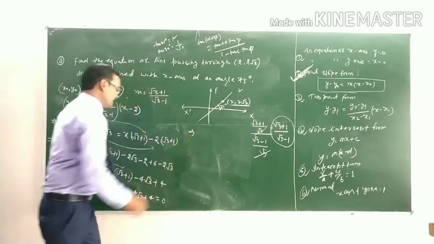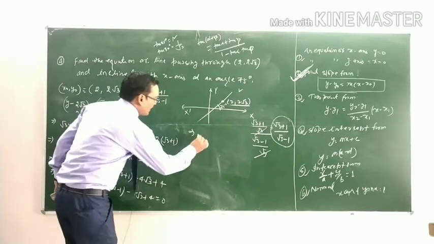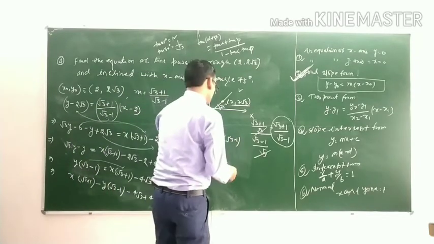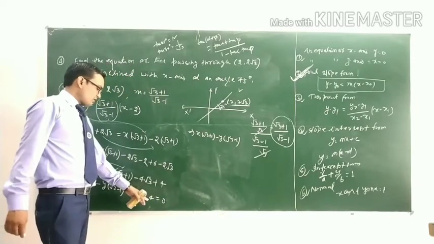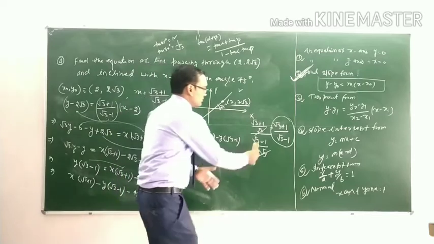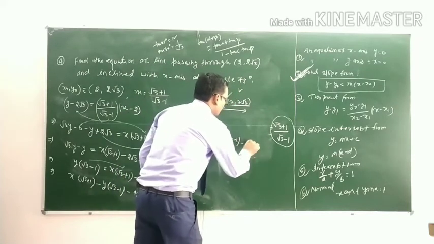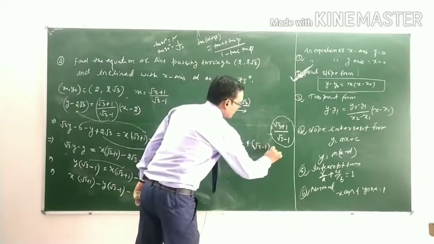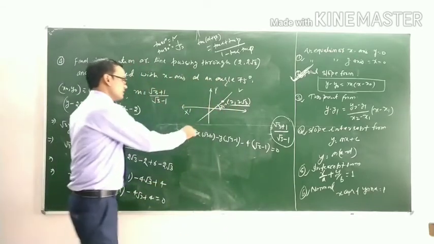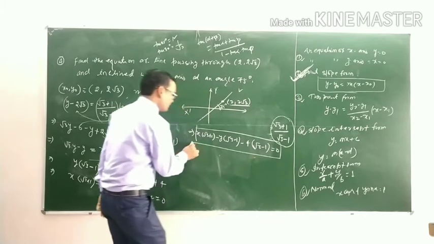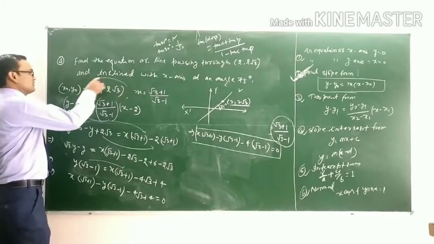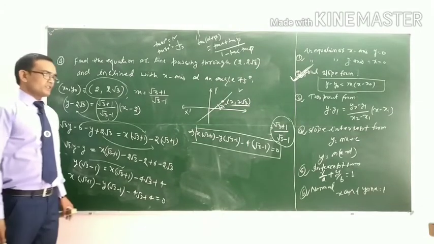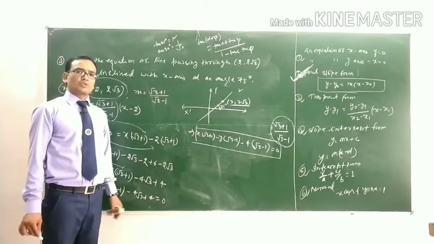This implies that x root 3 plus 1 minus y root 3 minus 1. Here we take the common minus 4, minus 4 root 3 minus 1 equal to 0, which is an equation of straight line passing through the points 2, 2 √3 with a slope √3 plus 1 upon √3 minus 1.